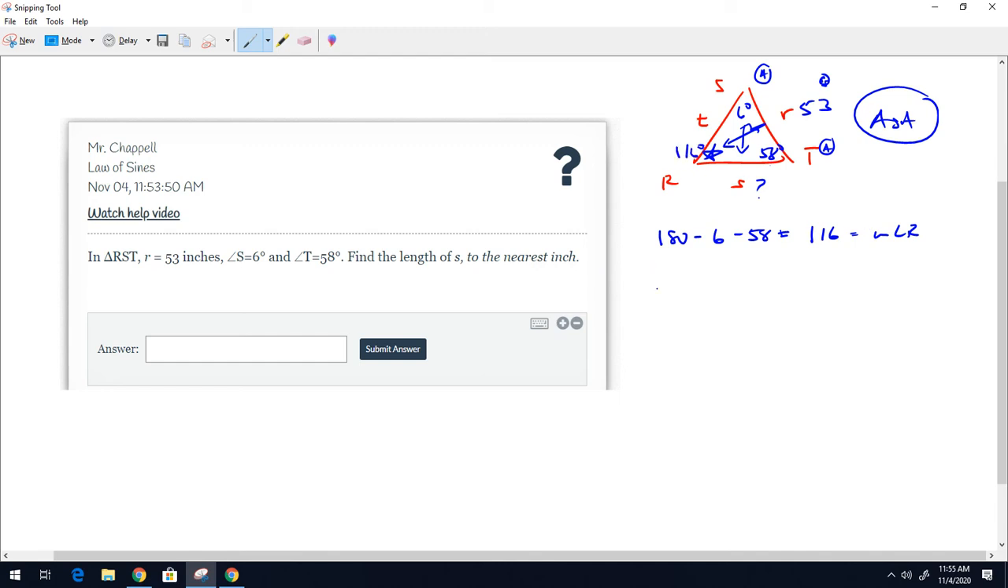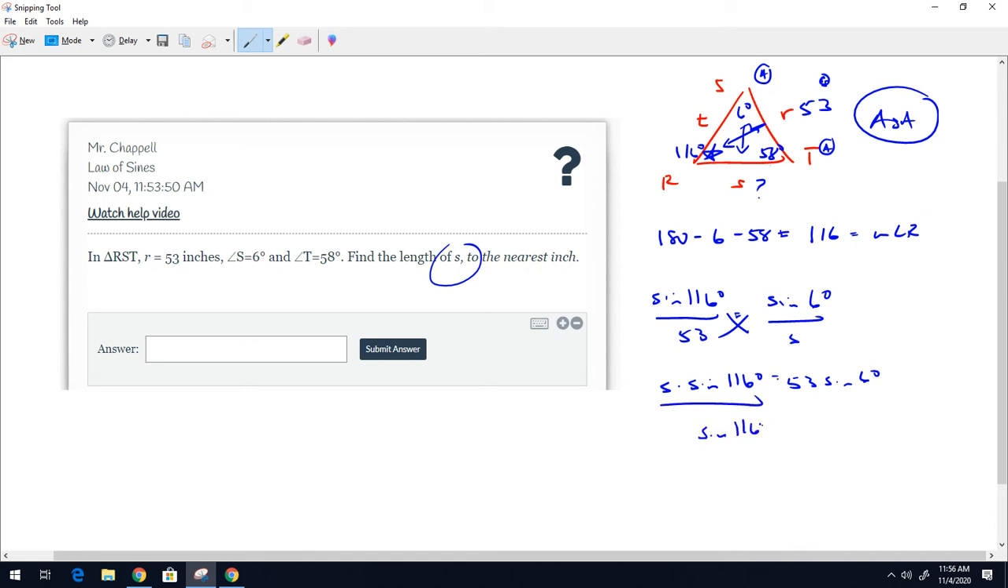And now I can use the Law of Sines. Sine of 116 degrees over 53 equals sine of, and now if I want to find side S, like it says, find S, I'll use angle S of 6 degrees, sine of 6 degrees over S. I will cross multiply: S times the sine of 116 equals 53 sine of 6 degrees. I will divide both sides by the sine of 116.